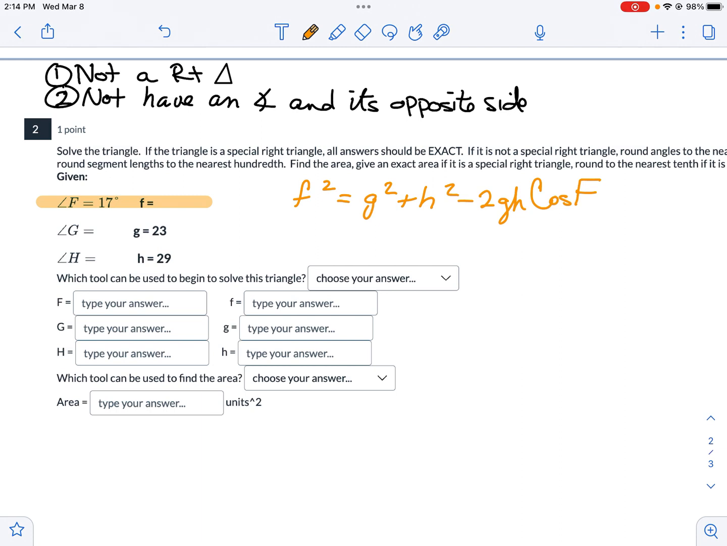So I am going to say F squared is equal to 23 squared plus 29 squared minus 2 times 23 times 29 cosine of 17 degrees. The only thing I do not know is F. However, F is not isolated.